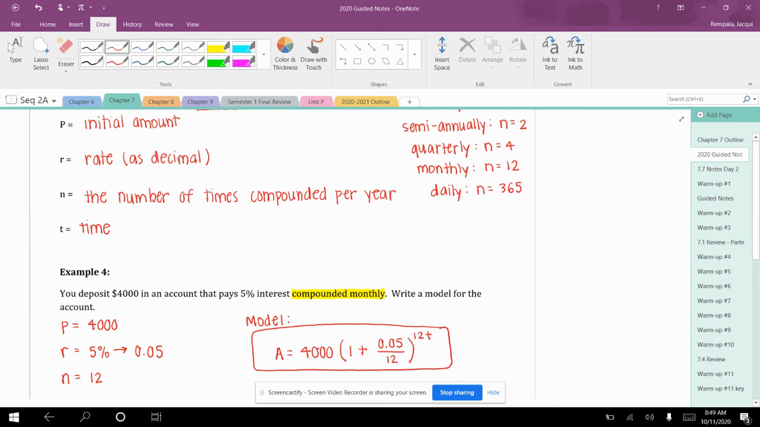This is my model. So then if I asked you for any amount of time, if I wanted to know after 2 years or 10 years or 25 years, I would just plug that value in for t and we'd be able to find our money.